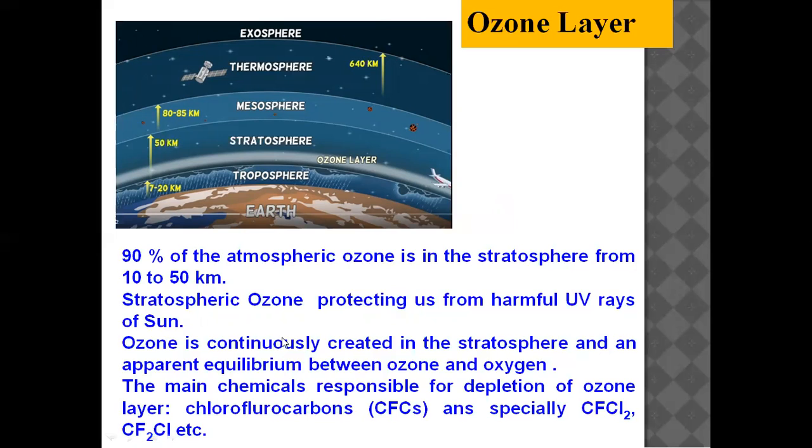Above the earth's surface, there are a lot of atmospheric layers. Just above the earth's surface, there is the troposphere. After that, there is the stratosphere, mesosphere, thermosphere, and exosphere. 90% of the atmospheric ozone actually lies in the stratosphere. Here, you can see this is the ozone layer. It's just 10 to 50 kilometers in the stratosphere.